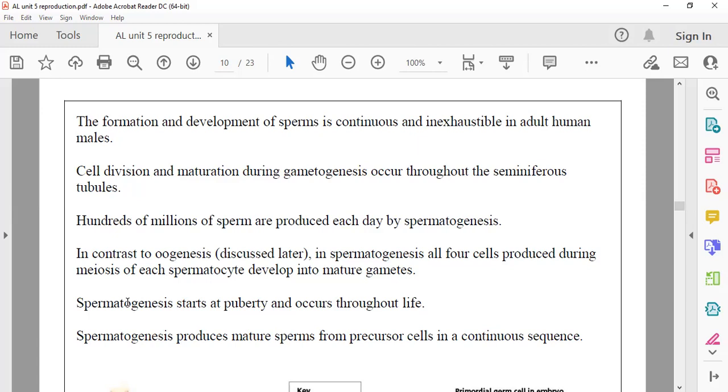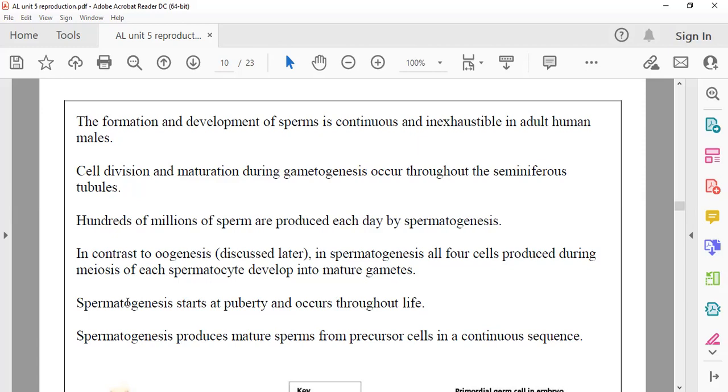Next statement. In contrast to oogenesis, in spermatogenesis, all 4 cells produced during meiosis of each spermatocyte develop into mature gametes. Right. So one spermatocyte will produce how many spermatids? 4 spermatids. Every spermatid will turn into a sperm.